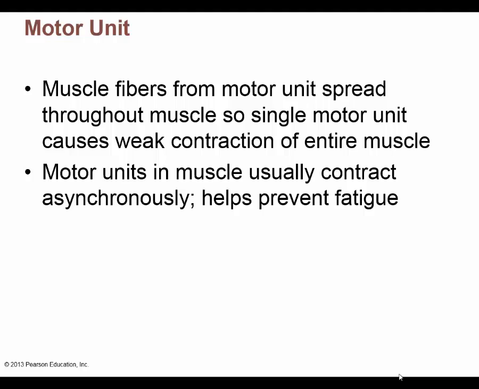This way, if that one motor unit's activated, we're going to have one small, weak contraction of the entire muscle. It's kind of spread out. So if I'm just talking about biceps, I don't just have the top of my biceps contracting with one tiny little thing. Different muscle fibers throughout that muscle are going to contract at the same time. So the whole thing will contract very weakly if you only have one motor unit. And motor units usually contract asynchronously, which means?